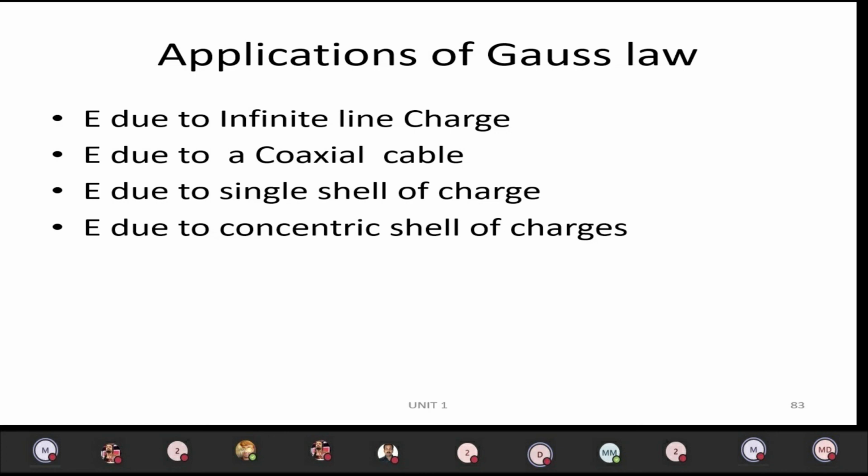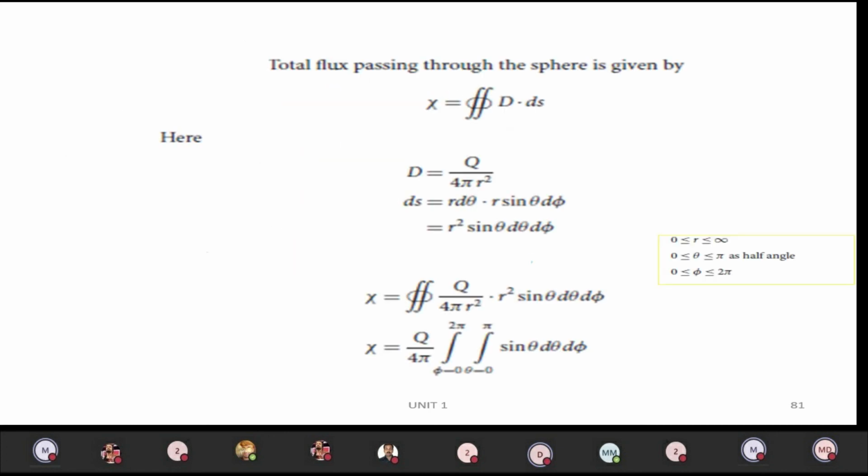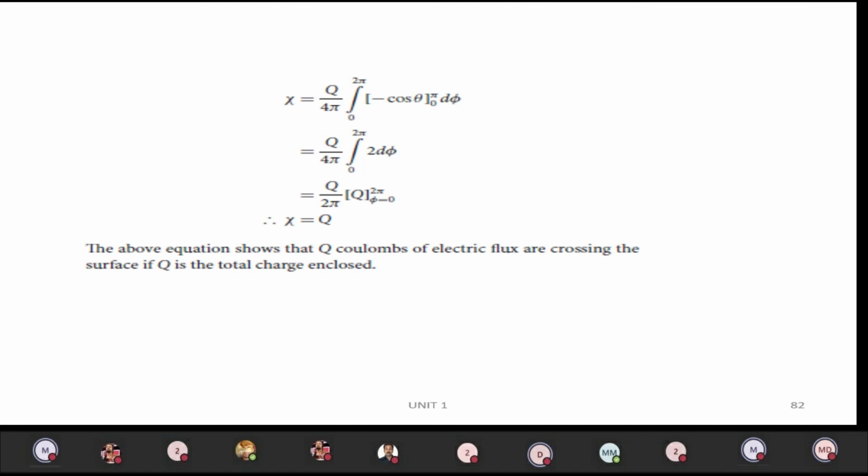They will ask this in GATE, where you can prove it by Gauss law. Total flux passing through the sphere, psi equals the closed integral of D dot dS. By Gauss law, psi equals Q. So the surface integral of electric flux density is nothing but charge. They will ask this for 1 mark, so definitely see about these things.